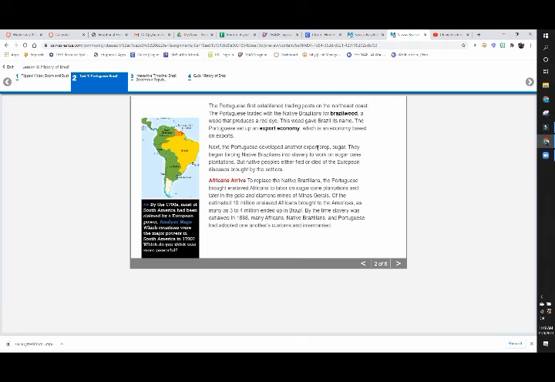Then they started doing sugarcane, or creating sugar, and they began forcing native Brazilians into slavery to work on sugar plantations. But native people either fled or died. Okay, this is going to be important for your questions. Native people either fled or died of the European diseases brought by the settlers. And then to replace the native Brazilians, the Portuguese brought African slaves to work on the plantations.